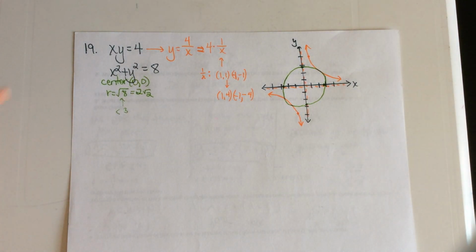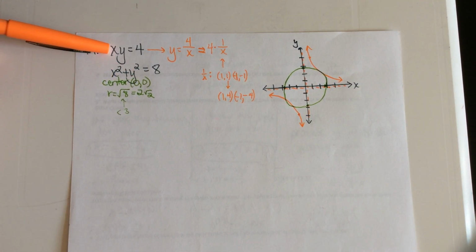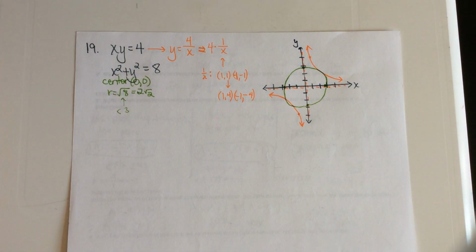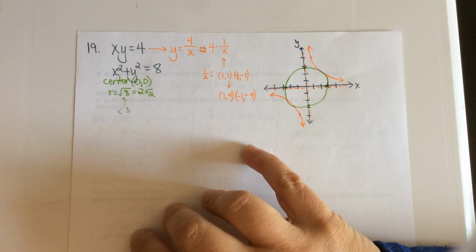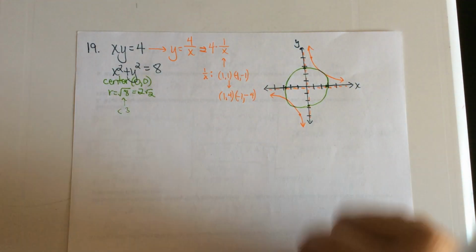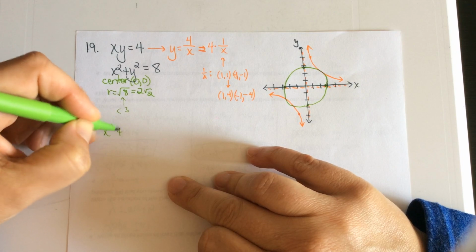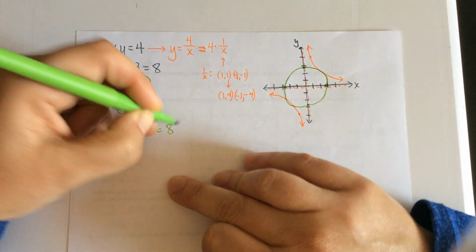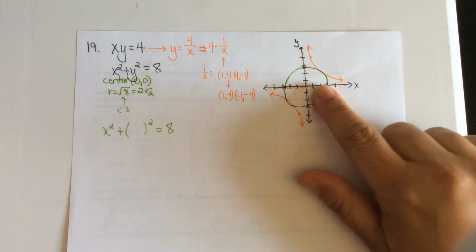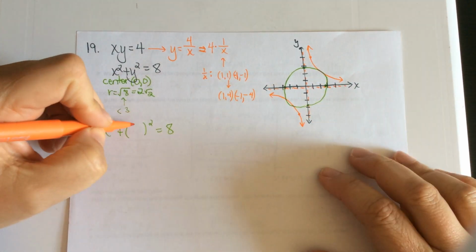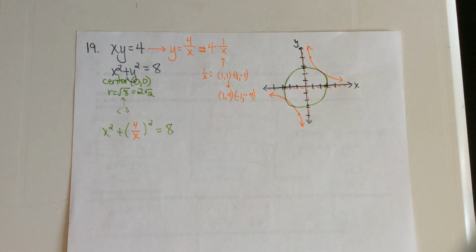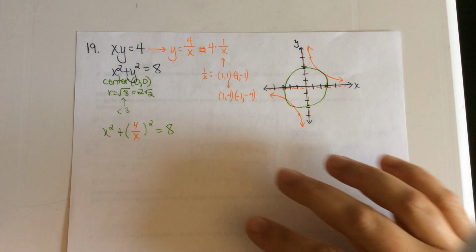Substitution makes sense on this one. Again, there's no way to eliminate anything. We've got squared terms in this one. We don't have squared terms in this one, and we've got the x and y connected, so elimination doesn't make sense. So I'm going to take my circle equation, and I'm going to sub in my 1 over x equation, and then I'm going to start solving.